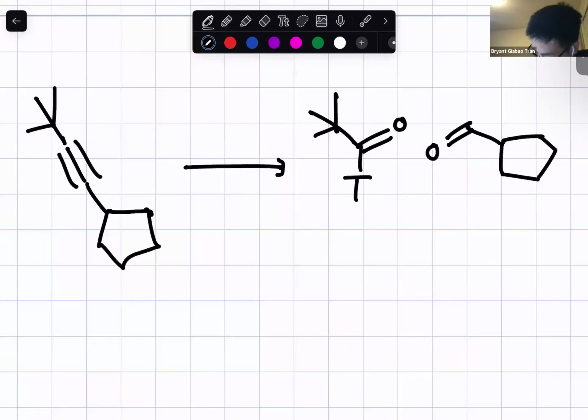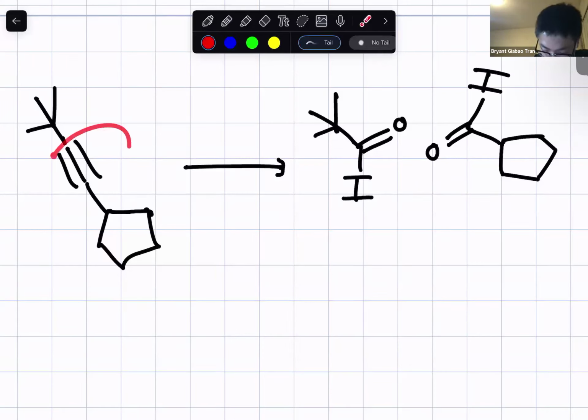Okay, let's try this synthesis problem here, where we start with this internal alkyne and we try to make these two aldehydes here.